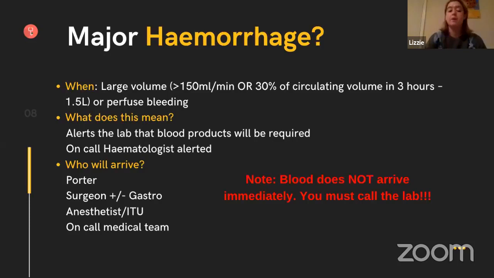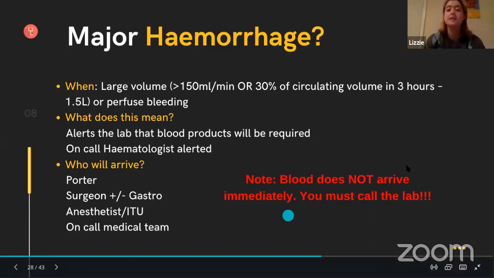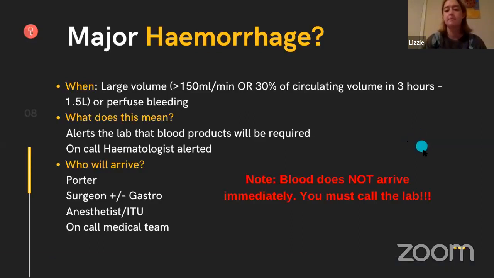So the main people is your medical team, your ITU anaesthetic team, surgical team, and the porters. But importantly, you won't get the blood immediately. You have to have an allocated person who will ring the blood bank and ask for the blood to be cross-matched and delivered.